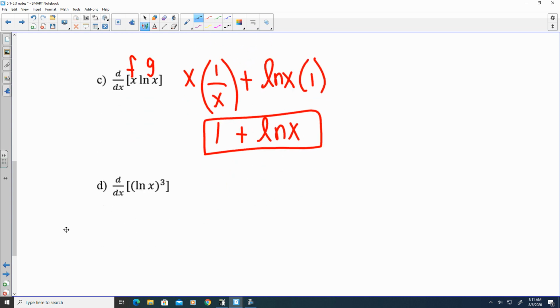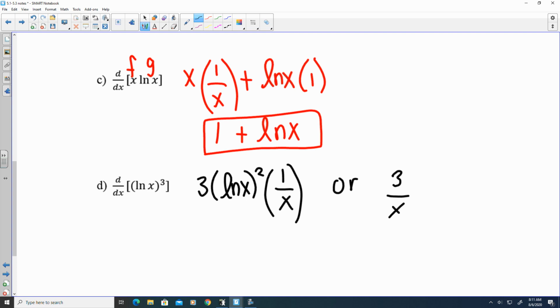And letter D is involving the chain rule since I have the function being raised to another function. So remember how to do the chain rule. If there's an exponent like this, we have to bring down the exponent, leave the inside alone, lower the exponent, and multiply by the derivative of the inside, which is 1 over x. I would probably leave it like that. If you felt like simplifying it further, I would just combine the 3 and the 1 over x. But that is not a have-to step.